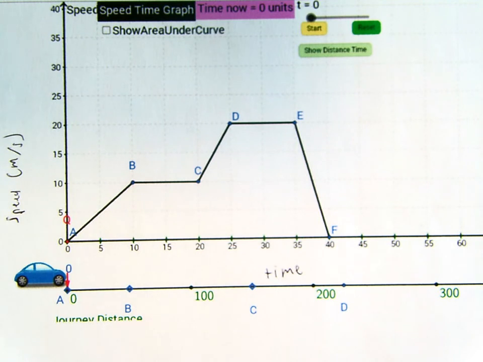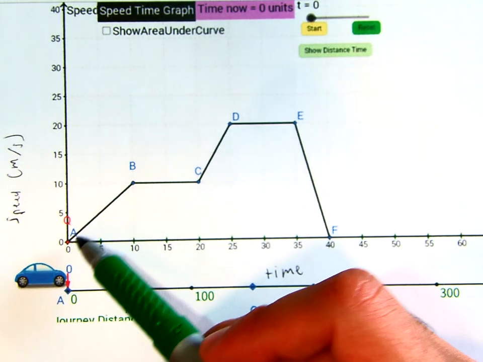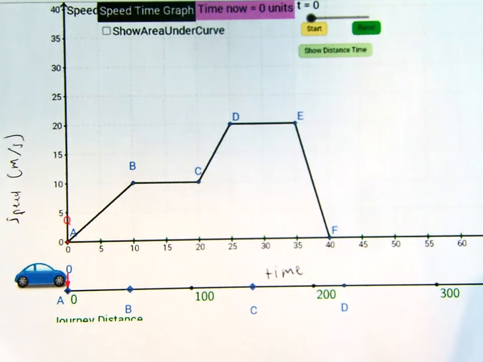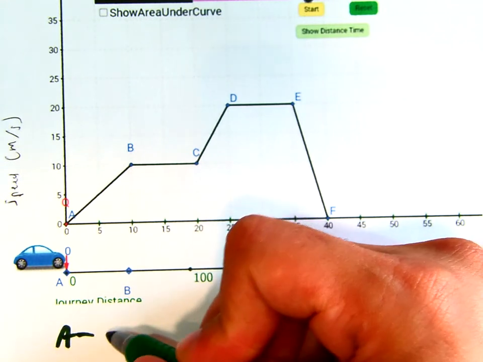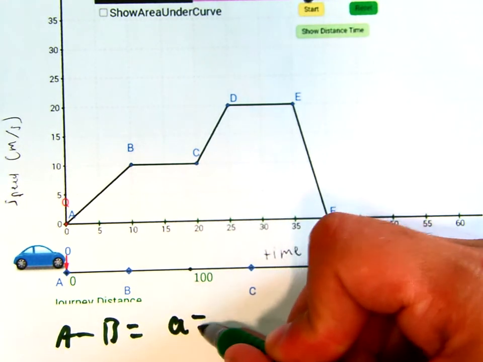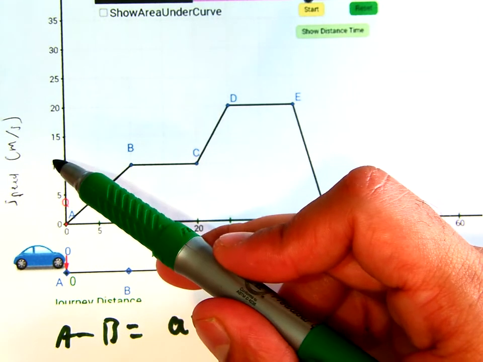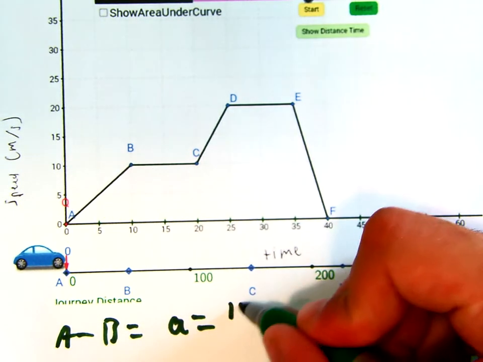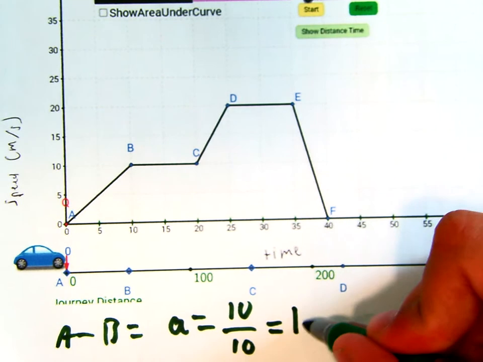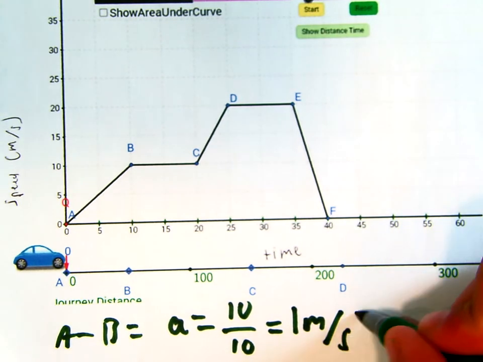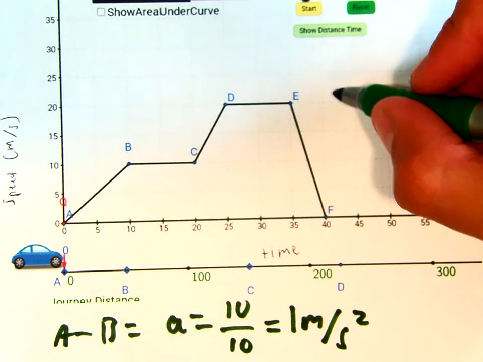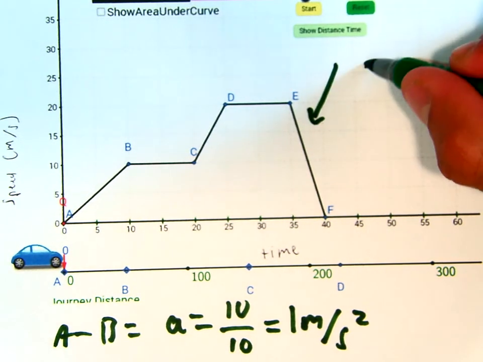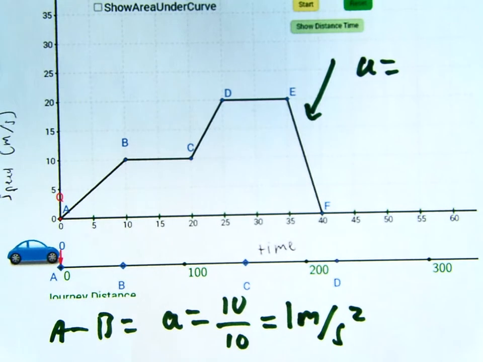That's easy, right? What's the acceleration from part A to part B? Well, from A to B, my acceleration would equal, I went up 10, and I went over 10 as well. So it's just slope. 10 divided by 10. That's 1 meter per second squared. Okay? What if I want to find the acceleration of this part here? Let's go ahead and do that. I'm just working through some practice problems so you guys can see how it's not too difficult because we've kind of done this before.